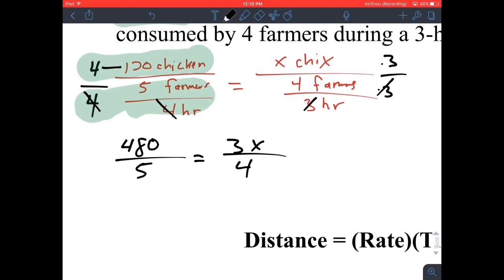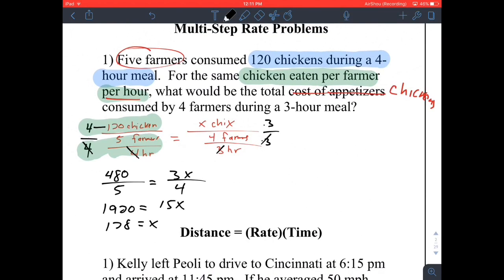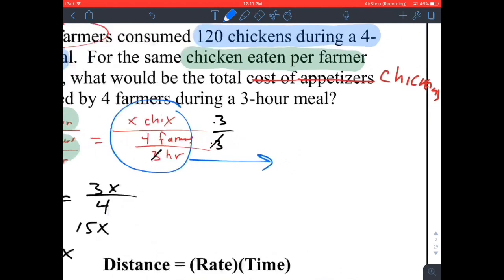Then, trying to solve this equation, I could cross multiply both sides by 4 and 5. On the left, I'm going to get 480 times 4, which is 1920. On the right, I get 15x. And if I divide both sides by 15, I'm going to get 128. Question asked, what was the total chickens? It would be 128 chickens would be consumed. So let me go back to a point here that you may have found confusing, which was changing a complex fraction to not complex.